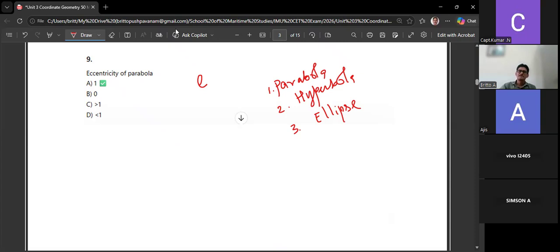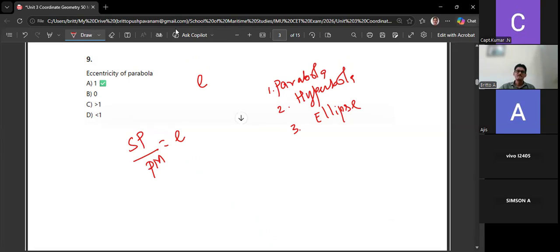The shape of the parabola, hyperbola, and ellipse differs by an equation: SP divided by PM equals a ratio, SP divided by PM equal to e. That e is called eccentricity. What is S? S is called the focus. P is any point on the curve, right? PM is the perpendicular distance from the point to the directrix line. That is called PM.